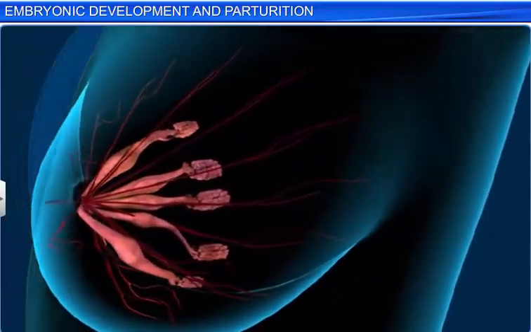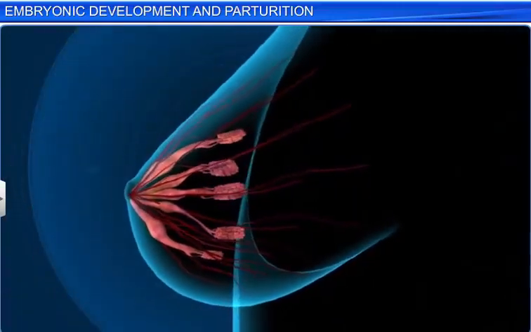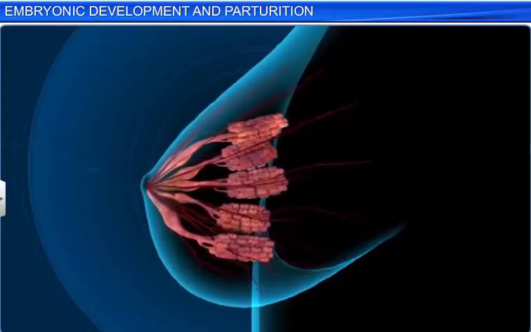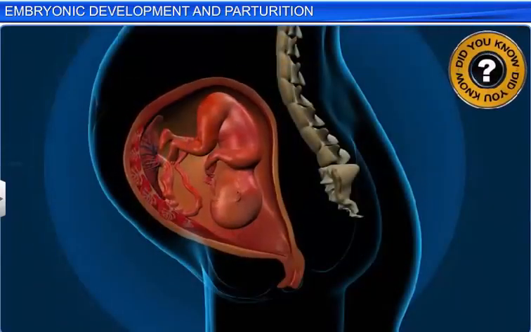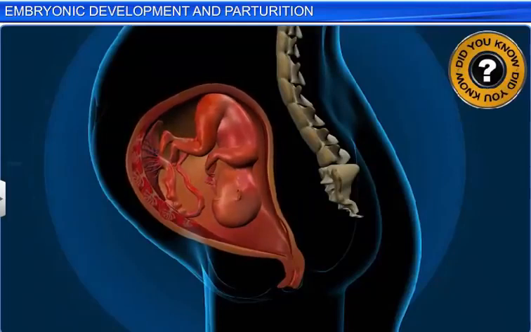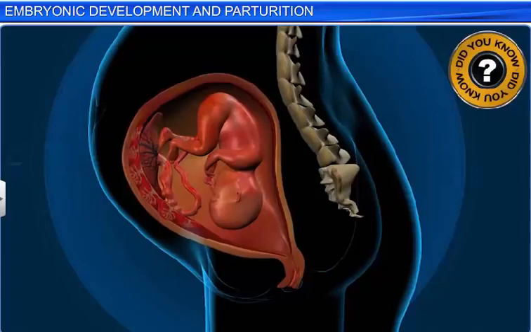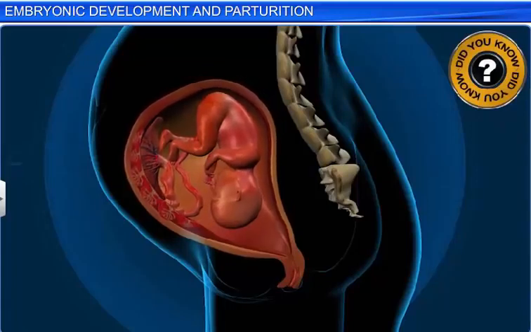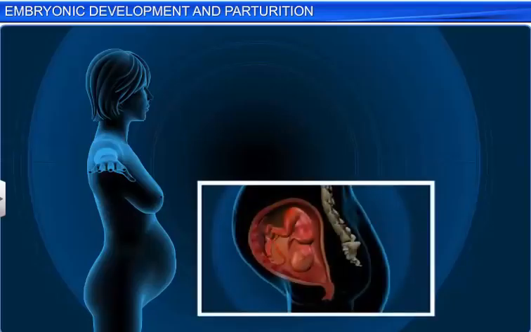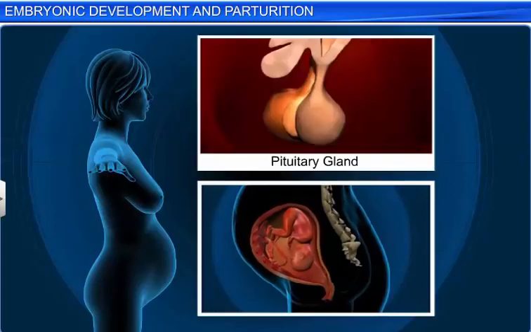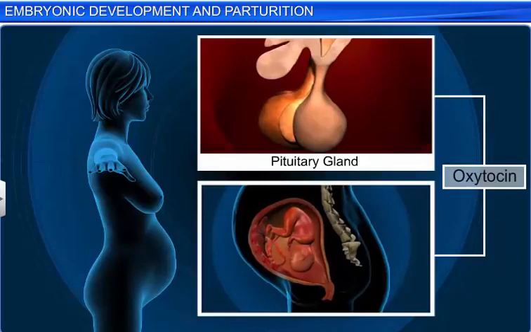Hormonal changes also cause the cells of the mother's mammary glands to differentiate, resulting in these glands producing milk by a process called lactation towards the end of pregnancy. Did you know that at the end of the gestation period, the fetus as well as the placenta starts secreting hormones that set in motion mild uterine contractions called the fetal ejection reflex? These contractions in turn act on the mother's pituitary gland that now starts secreting oxytocin, a hormone that causes stronger uterine contractions.